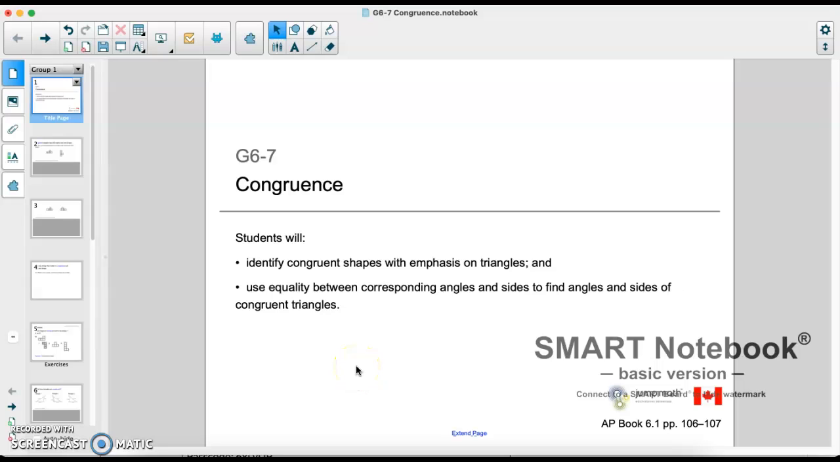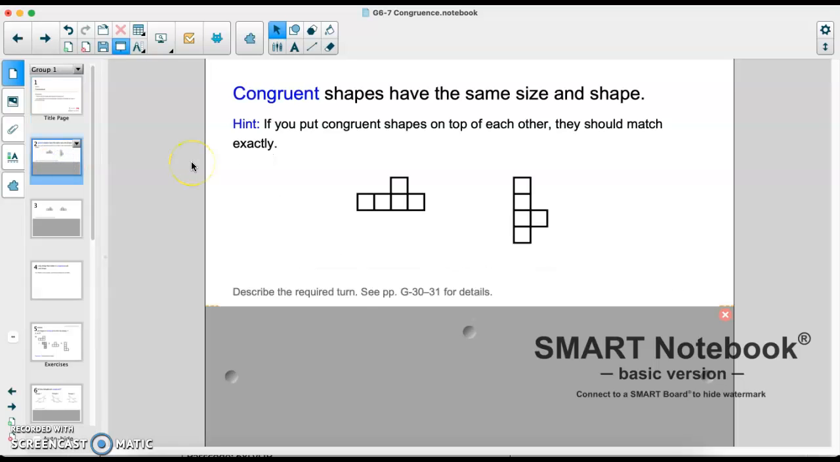This one focuses on something called congruence. By the end, you should be able to identify congruent shapes, with an emphasis on triangles today, and use equality between corresponding angles and sides to find angles and sides of congruent triangles. That sounds very confusing, but what it means is to find angles in two different shapes, say two different triangles that are the same size if the shapes are congruent. Anyway, here's where we start.